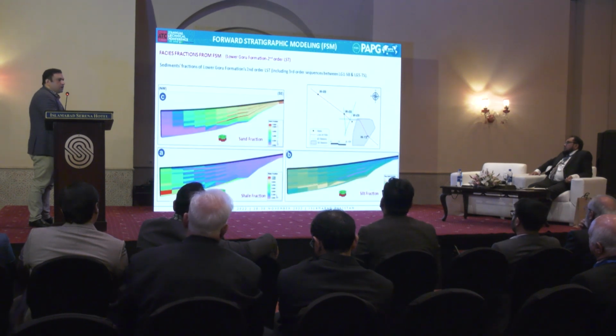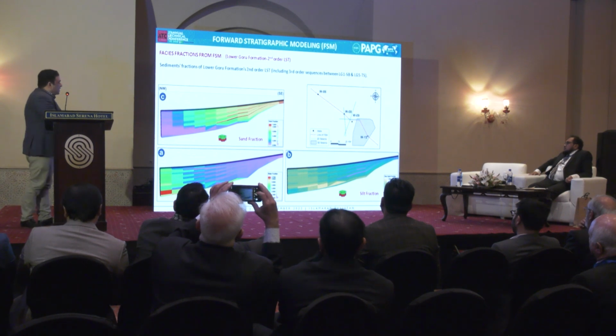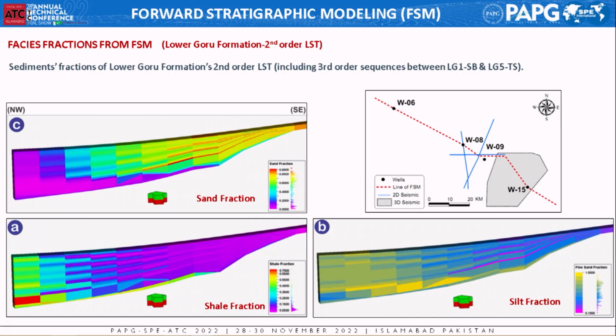So it is the outcome of this package of the Lower Guru, which is the lower part of the Lower Guru. Here you can see the eastern part of the model is presenting more sandy sediments as compared to the western part. Here you can see the more silt fractions and shaly fractions are confined towards the western, that is the basinal side.